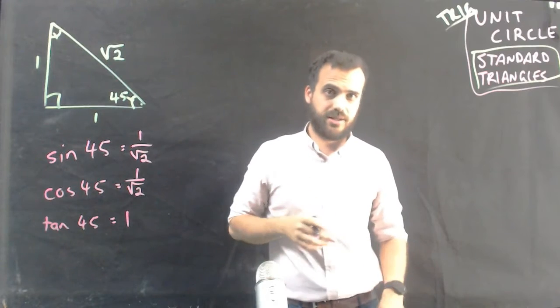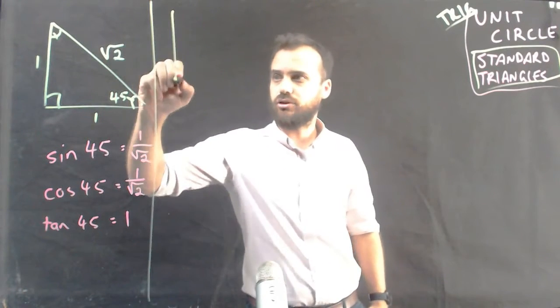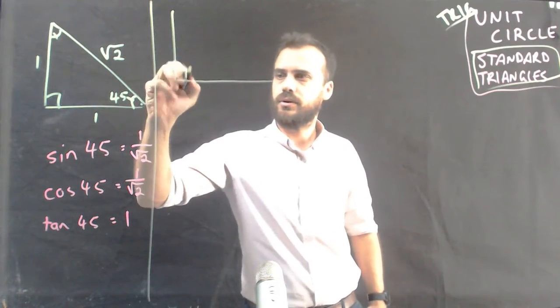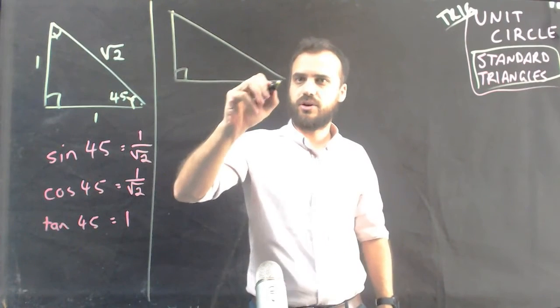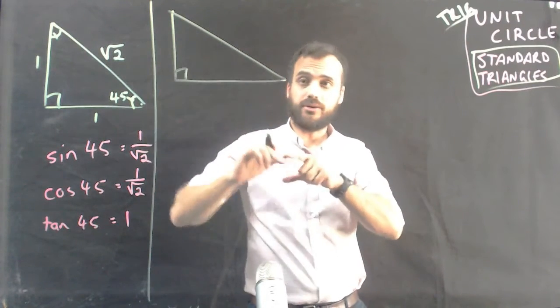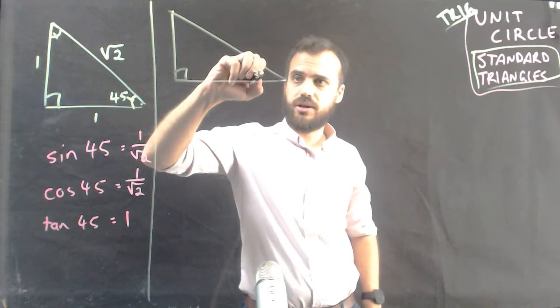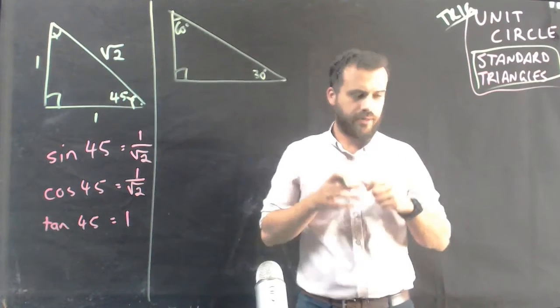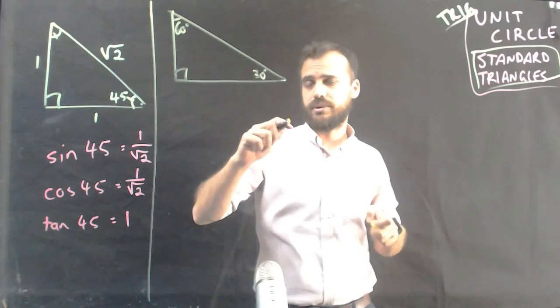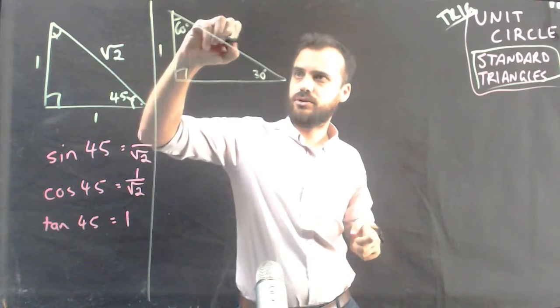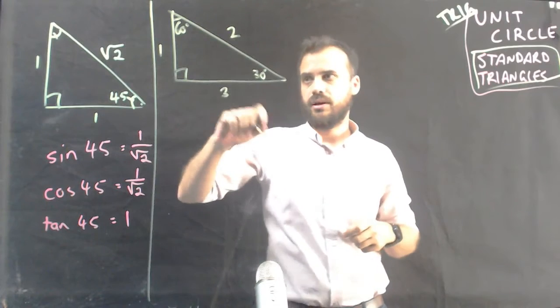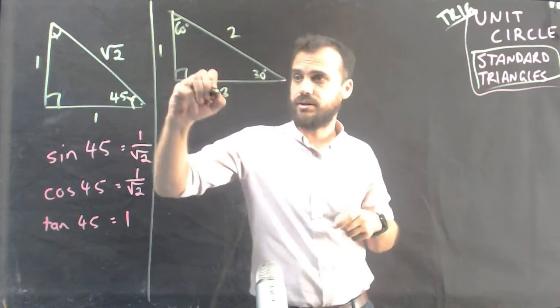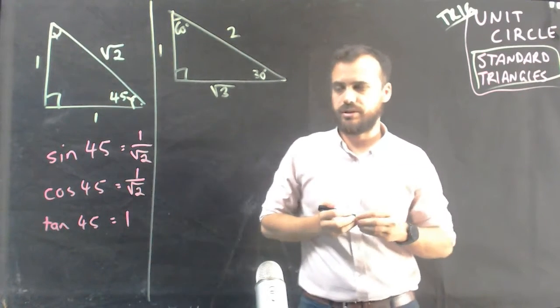Let's look at our second standard triangle. Now another right angle triangle, but this time not equal angles. This angle is going to be 30 degrees, and this angle is going to be 60 degrees. And if you draw it like that, labeling the sides is going to be really simple. 1, 2, 3, but the 3 isn't a 3, it's a root 3.